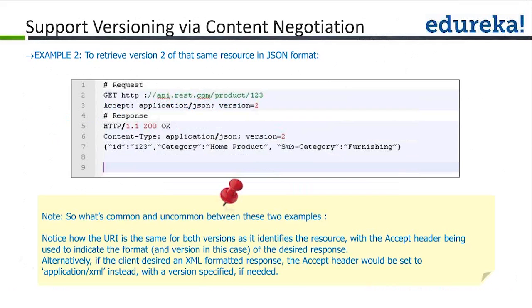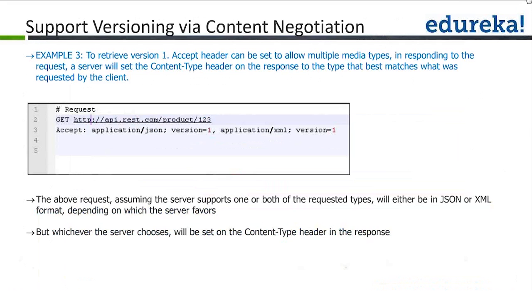client request. Right. So what's common and uncommon between these two examples? Notice how the URI is fetching different responses by just specifying the version number. These examples are very important for you to understand how versioning, minor and major releases, and content negotiation happen between a REST web service client and a provider.